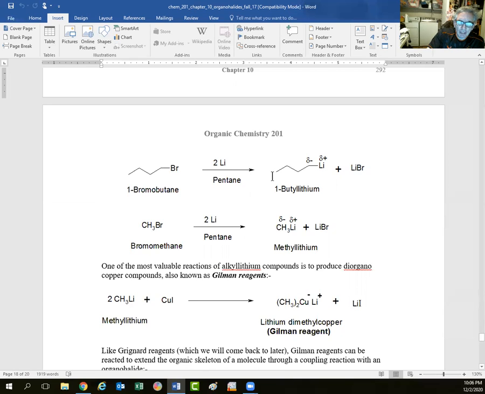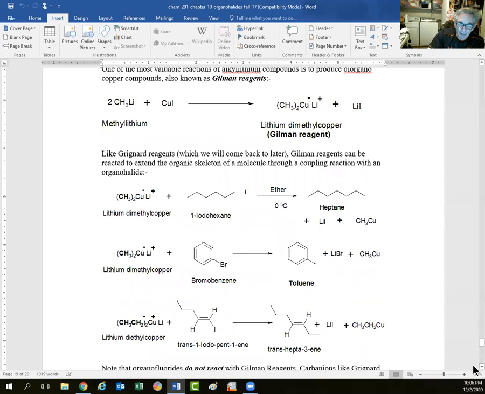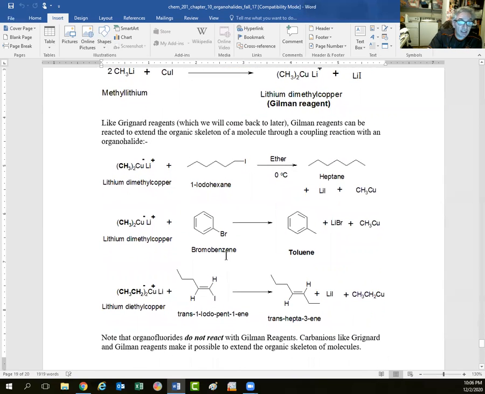One of the most useful reactions for the alkyl lithiums is to produce Gilman reagents, which gives us much more controlled carbon backbone extensions. So that alkyl lithium you've produced, react it with copper iodide, you'll produce the Gilman reagent, which is an alkane with a copper lithium combination for the organometallic. That can then be very successfully reacted with a haloalkane, especially iodoalkanes.